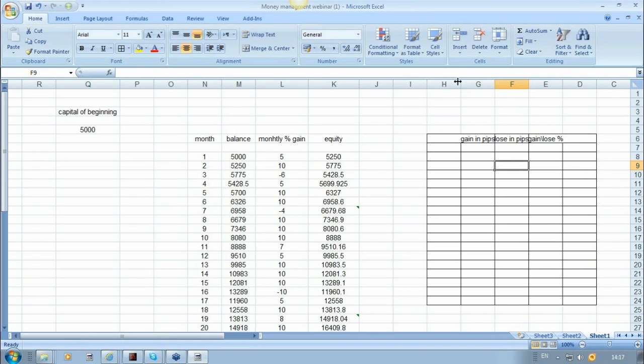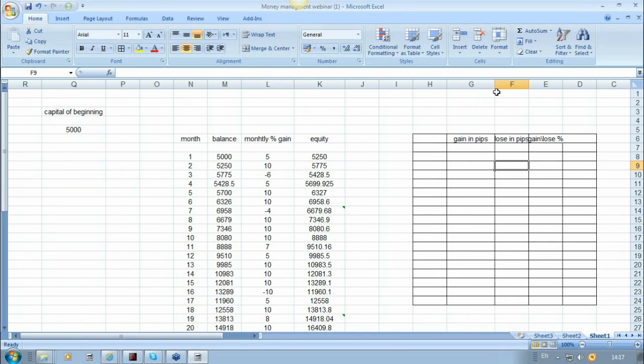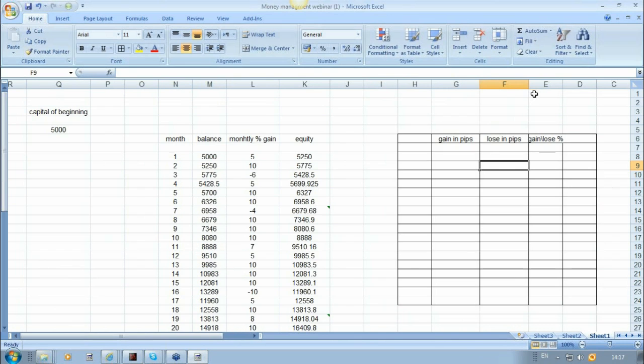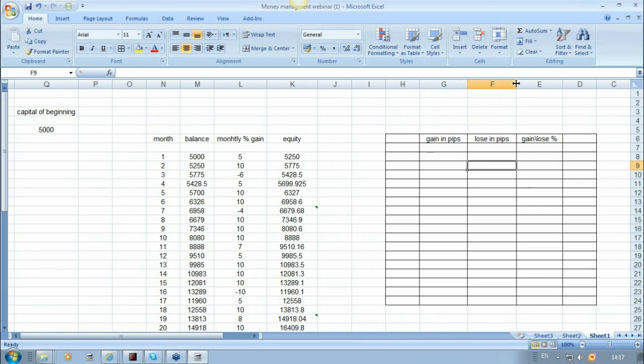I want to show you something very interesting. Some of you already saw that. Some of you will see it for the first time. Let's say I have 5K. I will risk 2% per trade. The only thing that will change is the lot size.